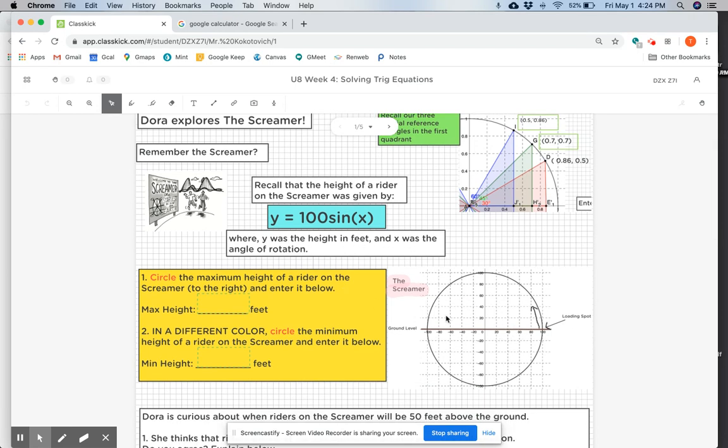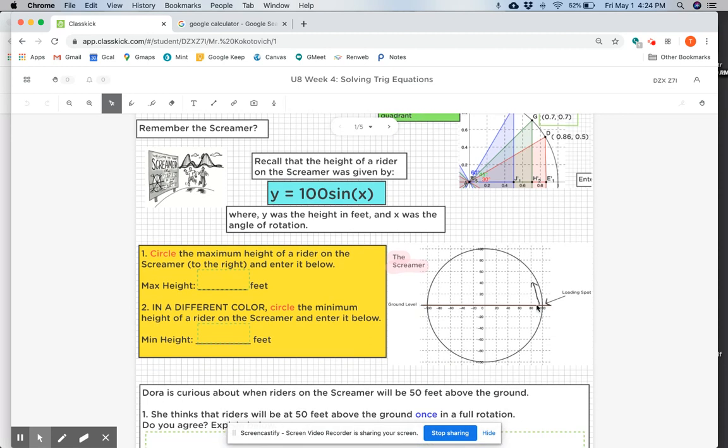So if you remember, and here's a picture of it right down here, it was half above ground and half below ground. So when we're being asked, circle the maximum height of a rider on the Screamer to the right and enter it below. Okay, well, I know that my maximum height is right here. The radius of this Ferris wheel is 100. And so the maximum height will be 100 feet.